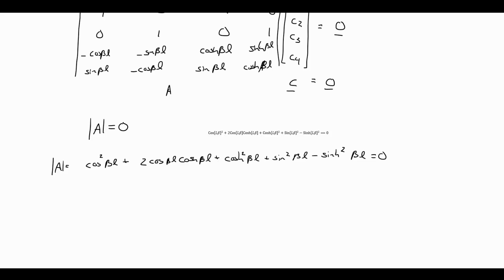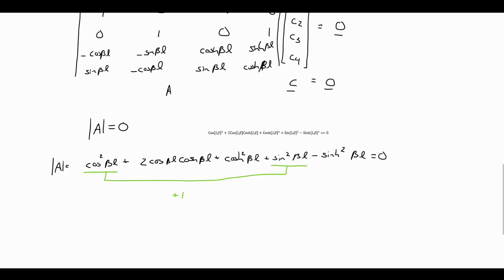So we can apply some trig substitution rules here. First, we have a cosine squared beta L and a sine squared beta L. We should remember from trigonometry that cosine squared plus sine squared, as long as they have the same argument, here they both have beta L, is equal to 1. So these two we can combine, and that's going to be 1.